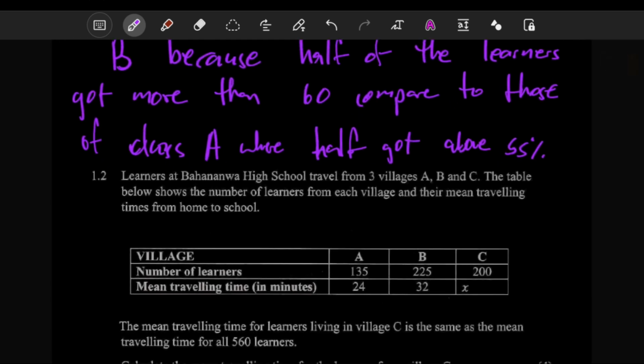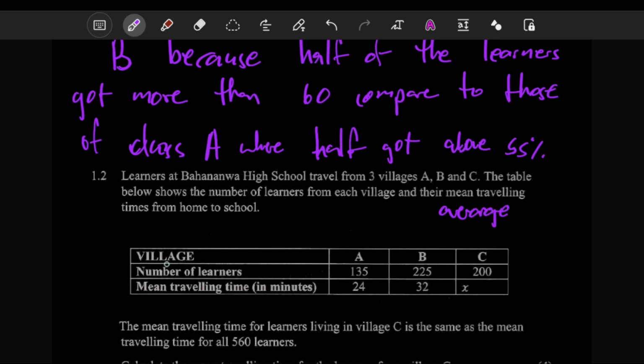Anyways, learners at Bahananwa, yo, it has a dope name, man. Bahananwa. Learners at Bahananwa High School travel from 3 villages, A, B, and C. The table below shows the number of learners from each village and their mean traveling times from school to home. So mean traveling times refers to the average traveling times. That's how long they spend to travel and all that.